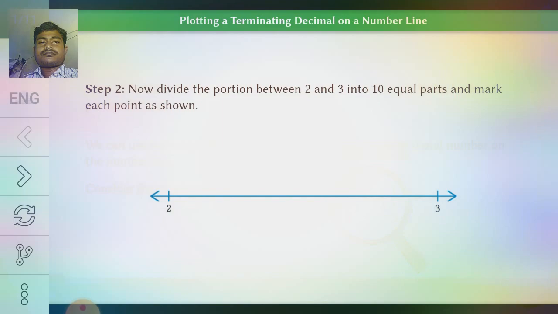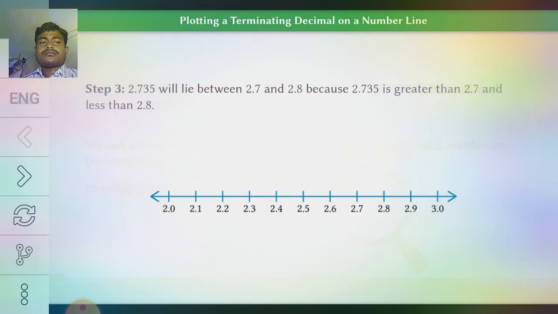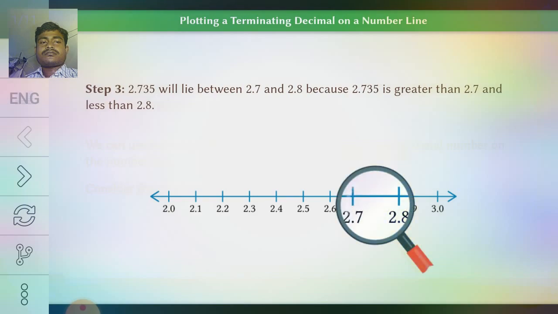Step 2. Now divide the portion between 2 and 3 into 10 equal parts and mark each point as shown. Step 3. 2.735 will lie between 2.7 and 2.8 because 2.735 is greater than 2.7 and less than 2.8.